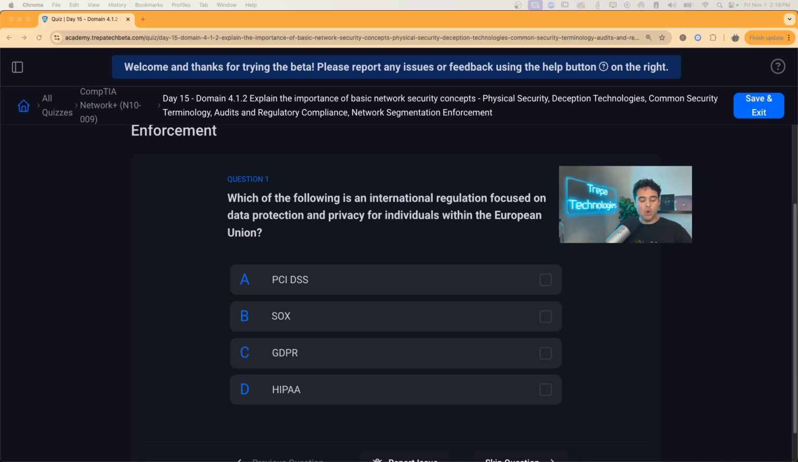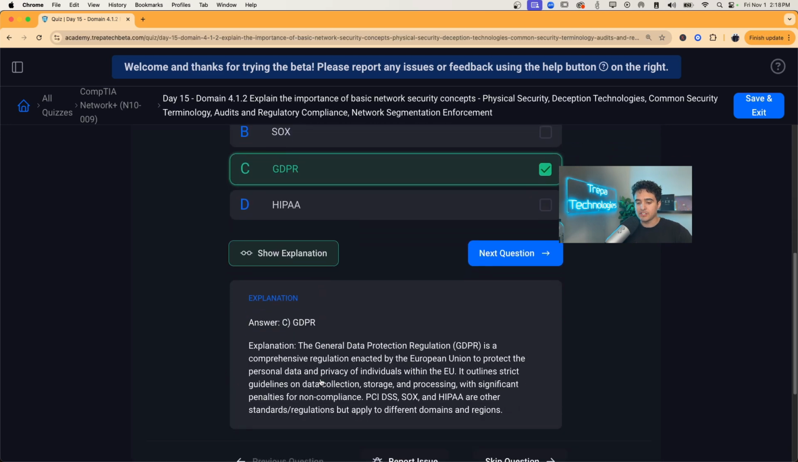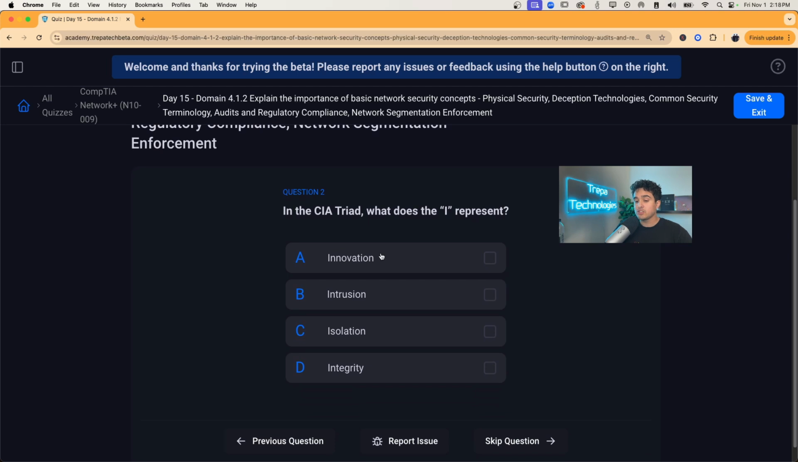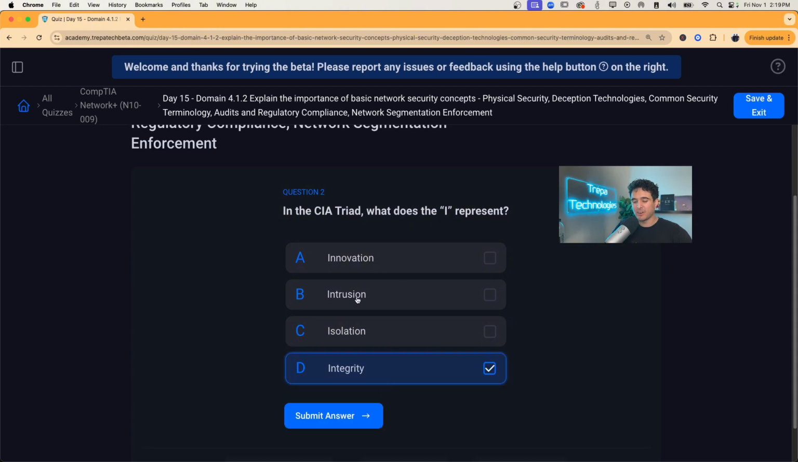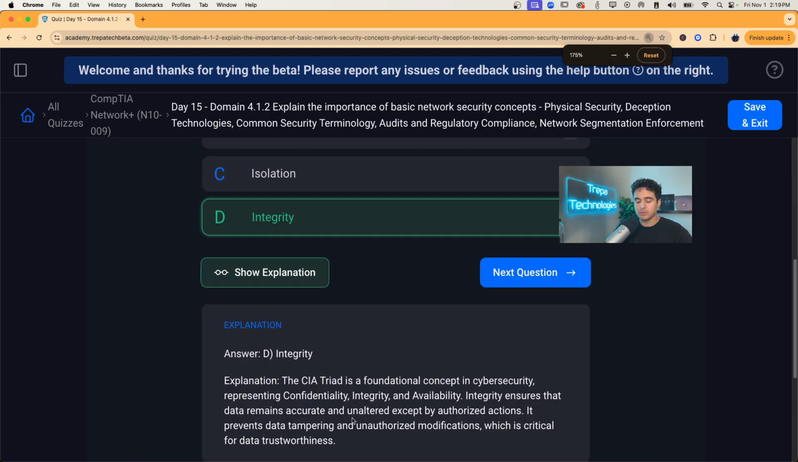Okay, so question 1. Which of the following is an international regulation focused on data protection and privacy for individuals within the European Union? Well, that is the GDPR. Here's our explanation here. Pause the video if you would like to read. Question 2. In the CIA triad, what does the I represent? Oh, this is a good trick question, right? All I's. It's integrity. The I in the CIA triad stands for integrity. Here's the explanation if you'd like to read it.